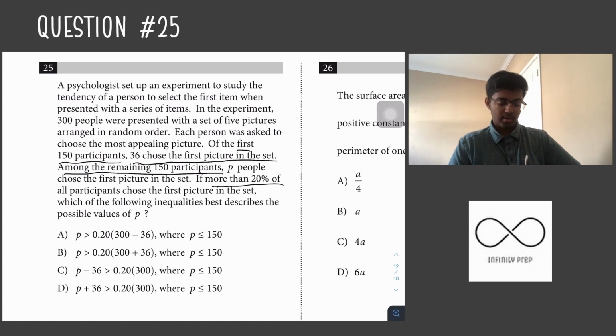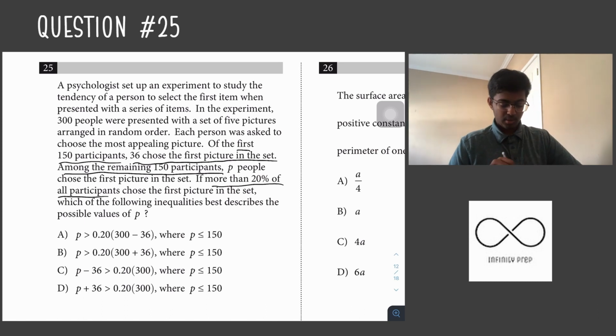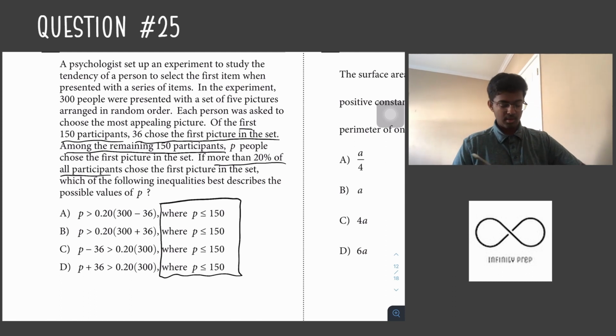So in the question, it gives us a set of conditions. The first of which is, of the first 150 participants, 36 chose the first picture. The second one is, among the remaining 150 participants, P people chose the first picture. And the third one is, if more than 20% of all participants, the key here is of all participants, chose the first picture in the set, which of the following inequalities best describes the possible values of P? The condition that I boxed is the same for all 4 answer choices, so we can eliminate that.